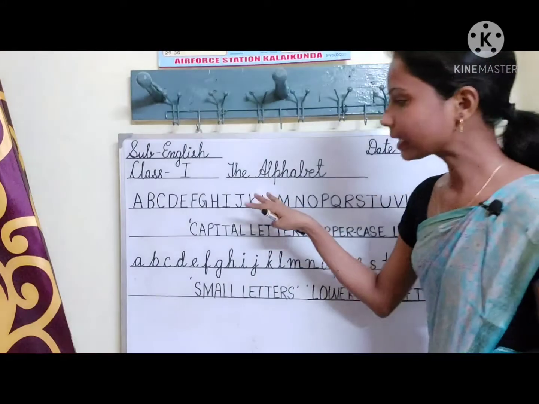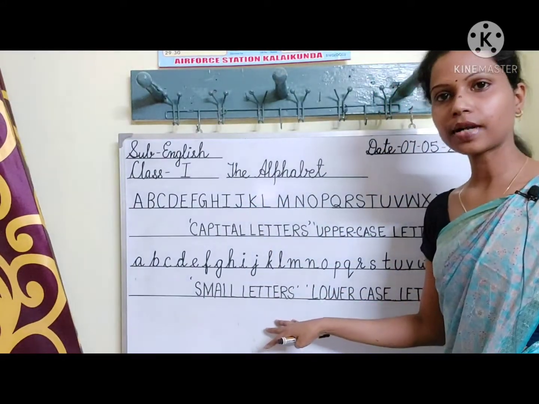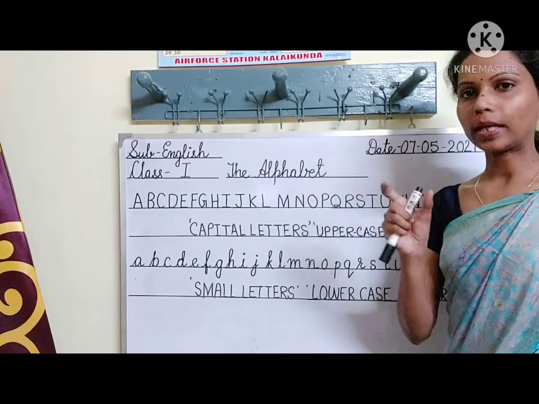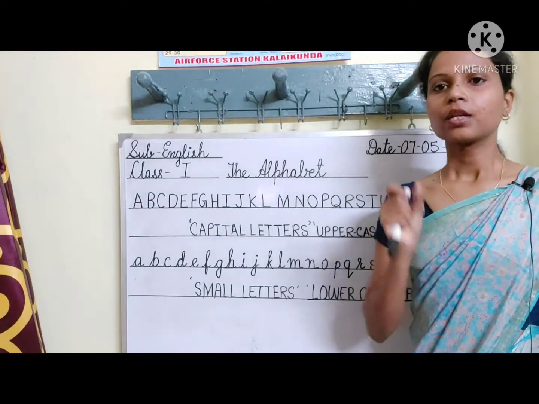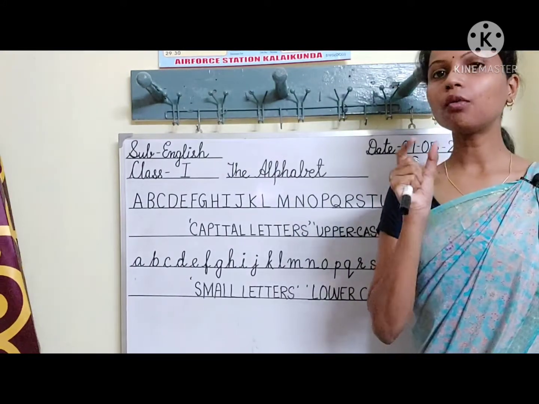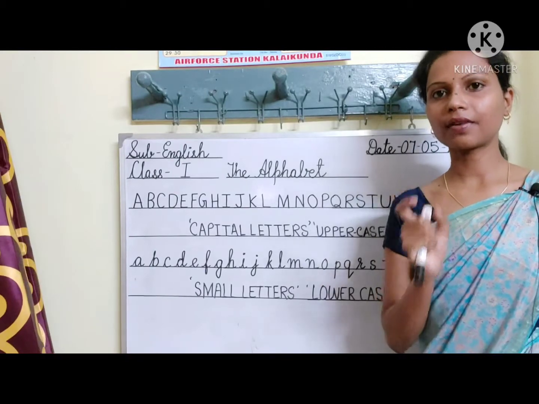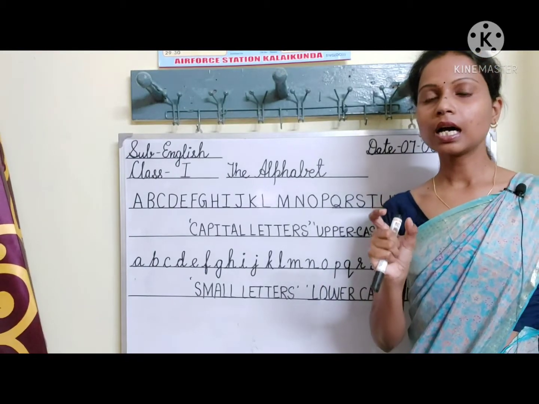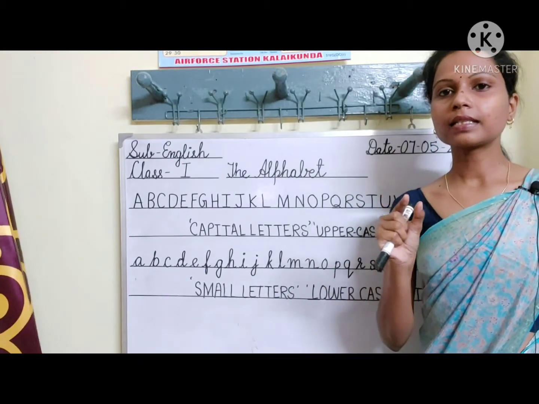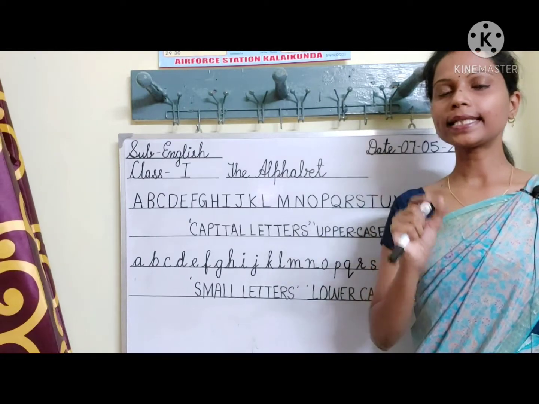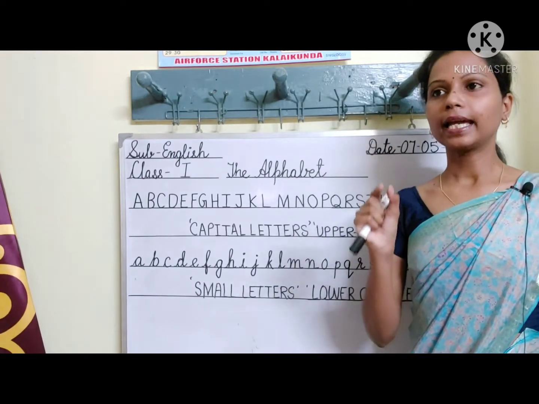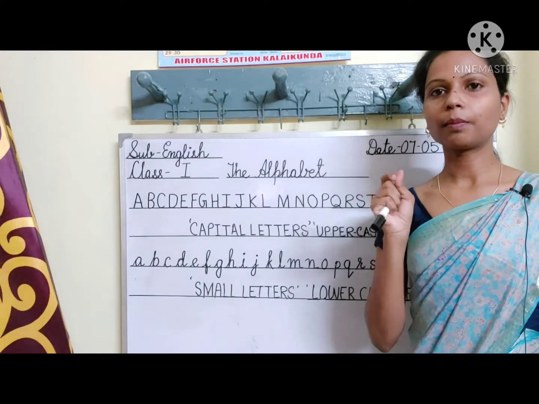Both capital letters and small letters have how many letters? 26 letters. So the first question I will ask you: how many letters are there in the English alphabet? What will be the answer? There are 26 letters in the English alphabet.